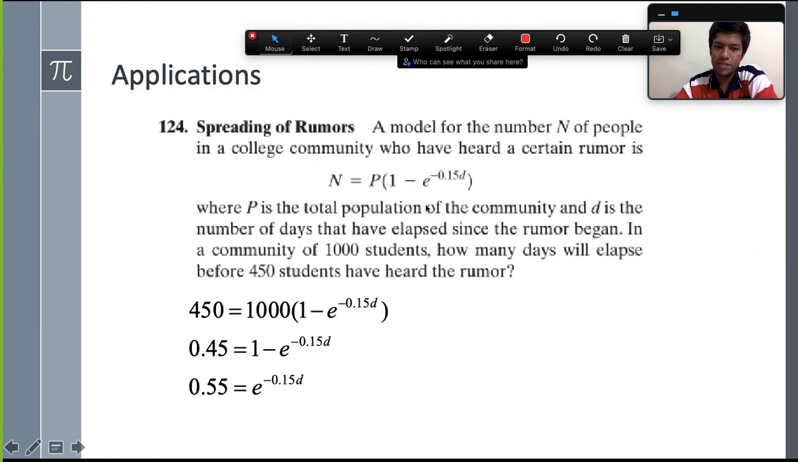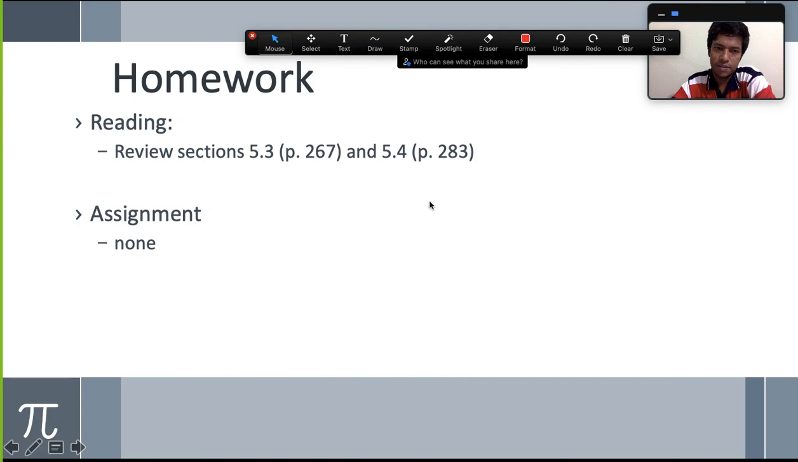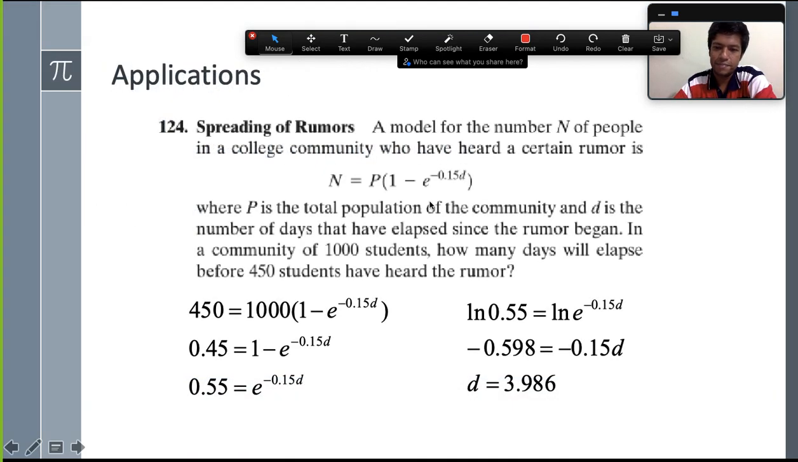Spreading of rumors. This is also a concept that we have seen in the exponential. Similar thing is happening here. Then you multiply both sides by ln to eliminate this e, and then we get the solution. That's all: how many days it will take to spread the rumor. This is how it works. When you combine ln and e, log, exponential, all these things, you see math becomes easy. Things become easy when you understand these concepts.